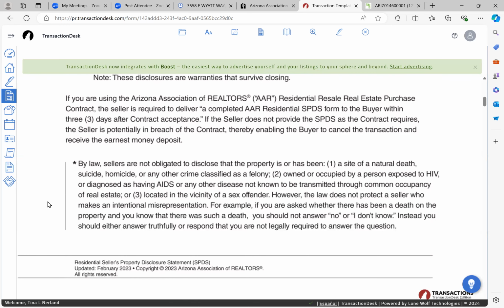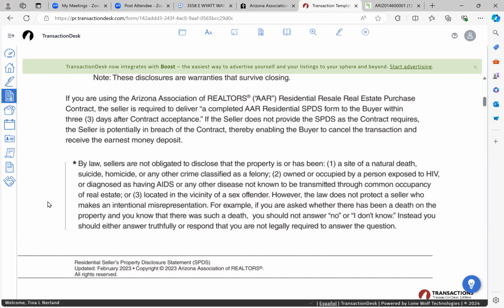By law, sellers are not obligated to disclose that the property has been: 1, the site of a natural death, suicide, homicide, or any other crime classified as a felony; 2, owned or occupied by a person exposed to HIV or diagnosed as having AIDS or any other disease not known to be transmitted through common occupancy of real estate; or 3, located in the vicinity of a sex offender.